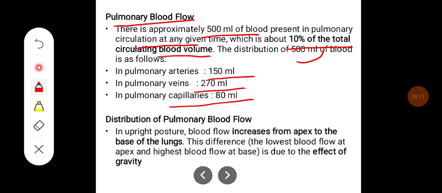In upright posture, the blood flow increases from apex to the base of the lung. So this difference, that is the lowest blood flow at apex and highest blood flow at the base, is due to the effect of gravity.